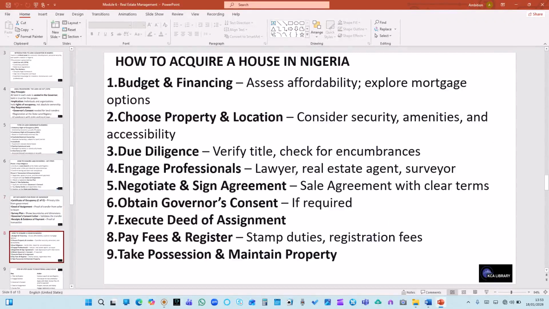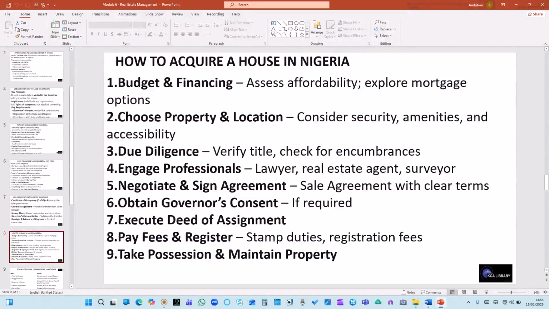Now let us look at how to acquire a house in Nigeria, the step-by-step approach. Number 1 step is budget and finance. Here you budget your finance, that is, you make your budget on the type of house you want to purchase. So you check your budget and determine how much you have. That is budget and financing.